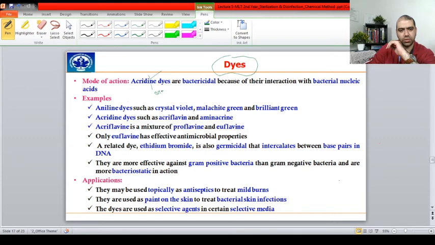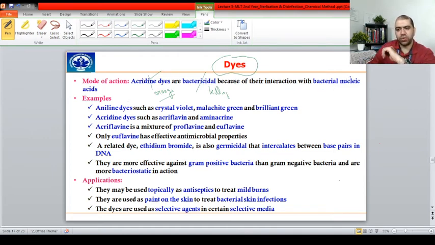Acridine orange can be used to dye DNA. It prevents its replication, so it's bactericidal in function. It means it has a killing effect. Okay.